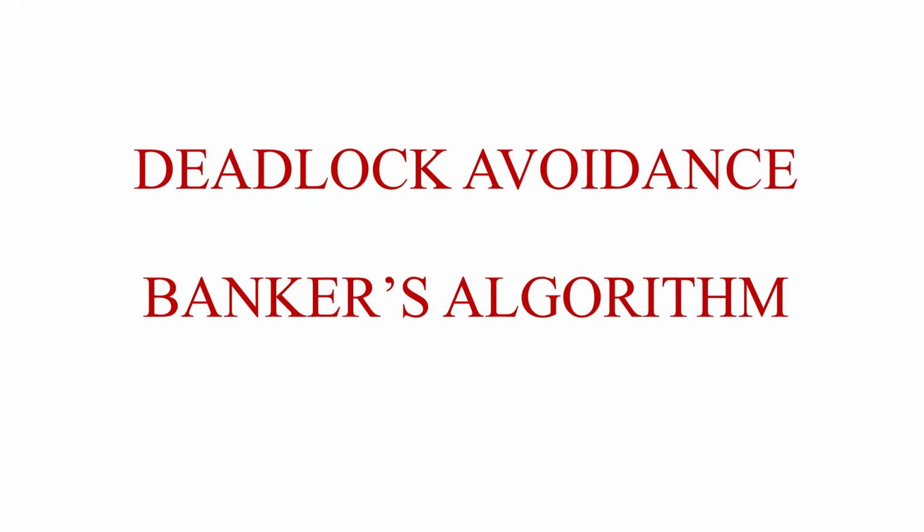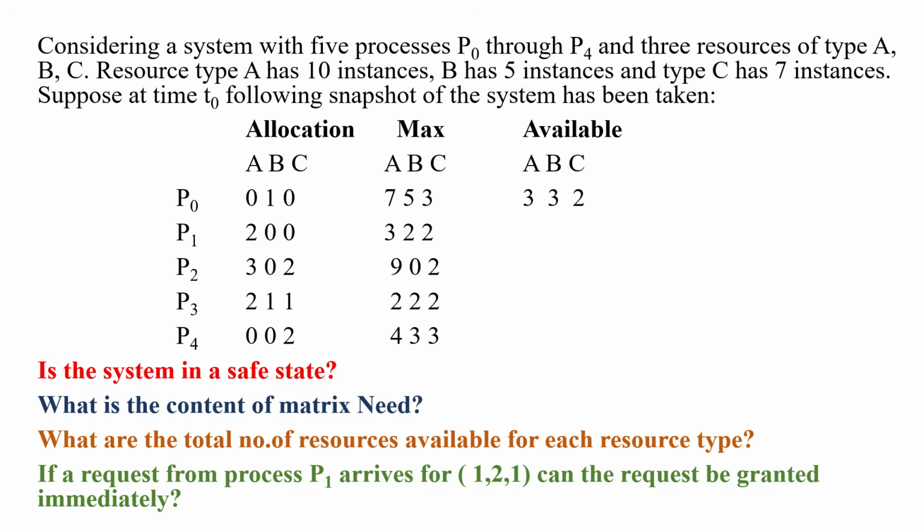Hello everyone. We are going to see deadlock avoidance using Banker's algorithm. You know deadlock in the sense of a waiting scenario, right? So here we have a question: considering a system with 5 processes P0 through P4 and 3 resources of type A, B, C. Resource type A has 10 instances in total. B has 5 instances.